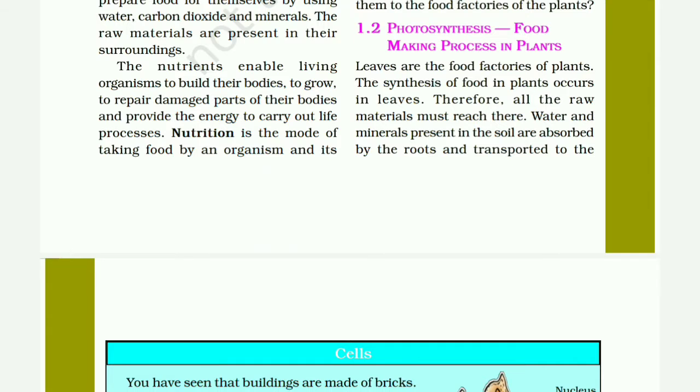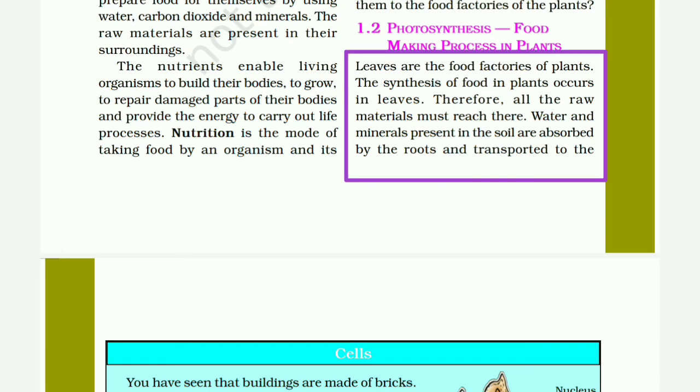As we have already discussed about the autotrophic mode of nutrition, and we know that the green plants are the autotrophs. So where are these green plants making their food, in which part of the plant do they do the process of photosynthesis? Leaves are the food factory of the plants. The synthesis of foods in plants occurs in leaves. Therefore, all the raw materials must reach there.